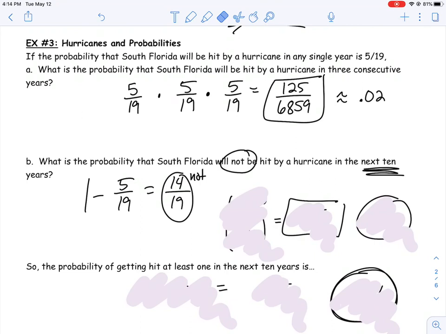But I want to know what's the probability of me not getting hit by a hurricane year 1 and year 2 and year 3 for 10 years. That means I want to take that 14 out of 19 and I want to multiply it 10 times in a row, or raise it to the 10th power. So really the probability of us not getting hit by a hurricane in the next 10 years is 0.05, or 5% chance. There's only a 5% chance that if you move down to Florida that you're not going to get hit by a hurricane if you stay there for 10 years.